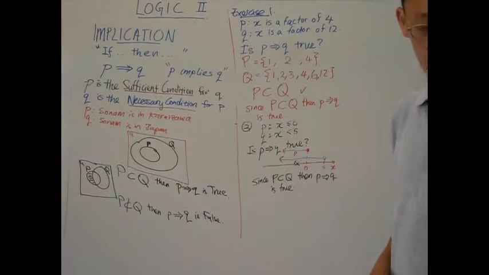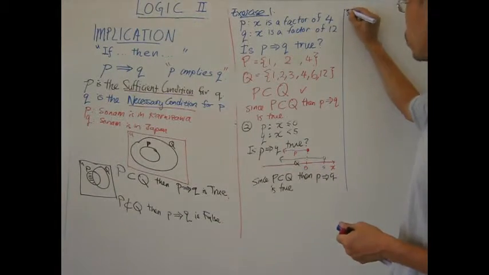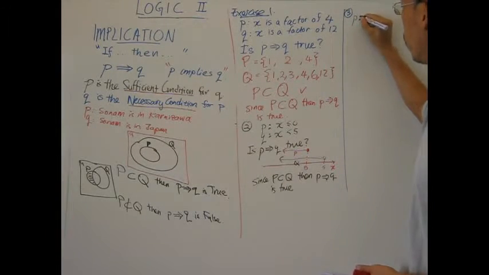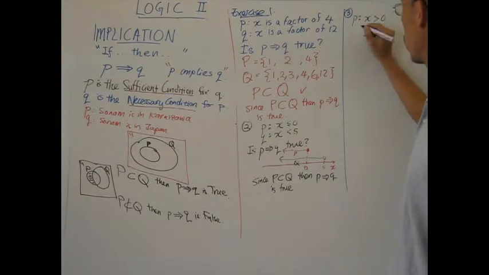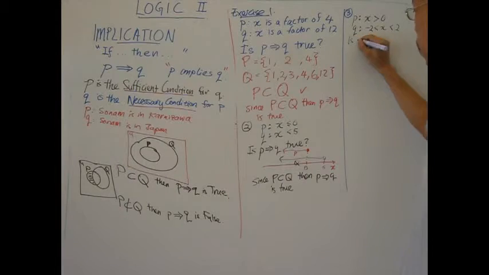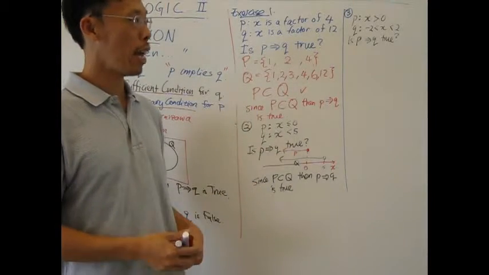Now, you want to try that example? This one I'd like you to try yourself. Question number 3, and you may want to consider P in this case: x is greater than 0, and Q: x is larger than negative 2, but is smaller than 2. Is P implies Q true? This one you may want to try out yourself first before you check the answer.